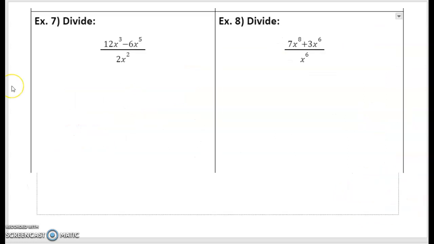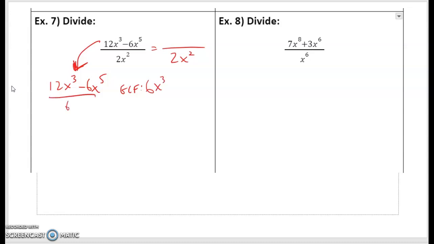All right, final 2. Look how I'm bringing the 2x squared over, and then this comes down to get factored. 12x cubed minus 6x to the 5th. GCF numerically between the 12 and the 6 is 6. X cubed, x to the 5th, you take the smallest amount, x cubed, divide it out, write it out front, divide, you get 2 minus x squared. That gets written up here.